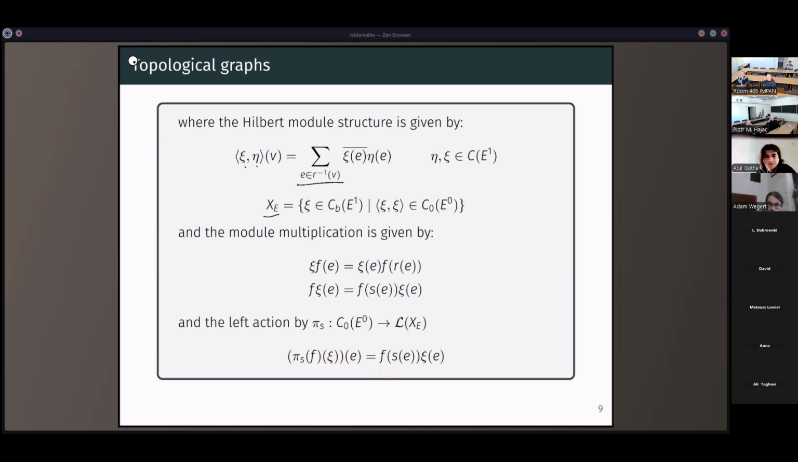Sorry, I'm a little bit confused. What is the difference between this left action defined in the third line from the bottom and the last line? Yeah, so this is the module multiplication and this is the left action. Of course, they are the same thing. They are defined in the same way, but in some ways they are kind of different, because this is a multiplication, while this is an action. You act by multiplication. Yeah. Okay, so you view it like an operator on this Hilbert module, yes? Yeah. Okay.